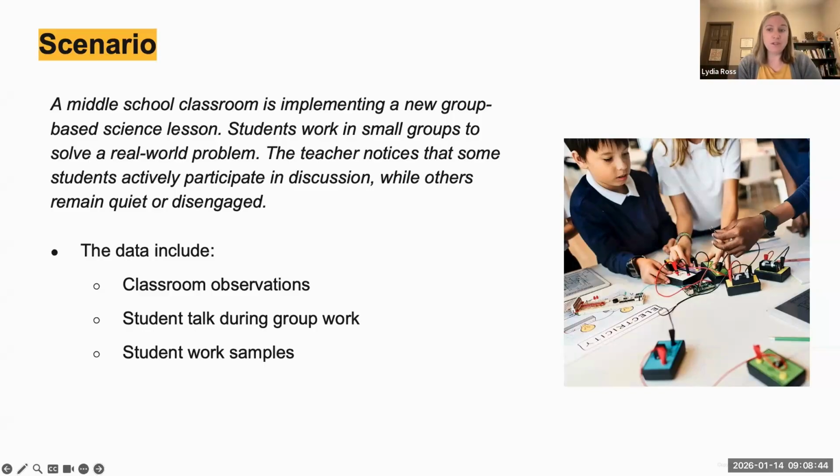As the lesson unfolds, the teacher, or maybe a research team, we can pretend we're the researchers in there, notices that some students are really active and participating in the discussion, and others are remaining quiet or might be more disengaged. So we decide to collect data, and we keep going back to the classroom. We collect a bunch of data, including classroom observations. We record student talk and interaction during group work, and we look at student work samples too. Maybe this is a familiar scenario for some of you already, and if not, we can just imagine that we've been in that space together.